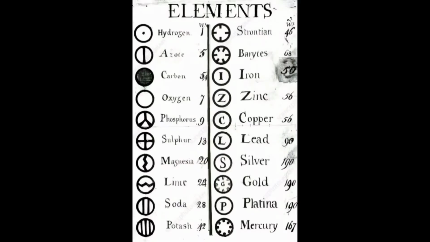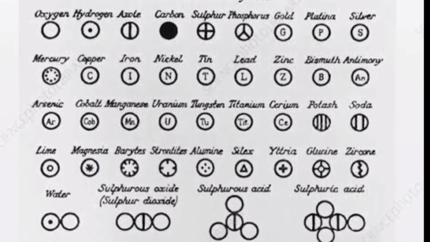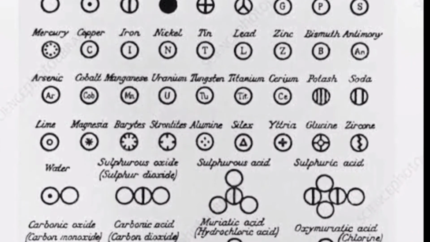For example, you can see here hydrogen is simply a circle with a dot in between. Carbon is a totally shaded circle. Same with sulfur, a cross inside a circle. Azot means nitrogen, which has a vertical line inside the circle. When John Dalton first gave the figurative symbols, he showed only 5 elements: hydrogen, oxygen, nitrogen, carbon and sulfur.